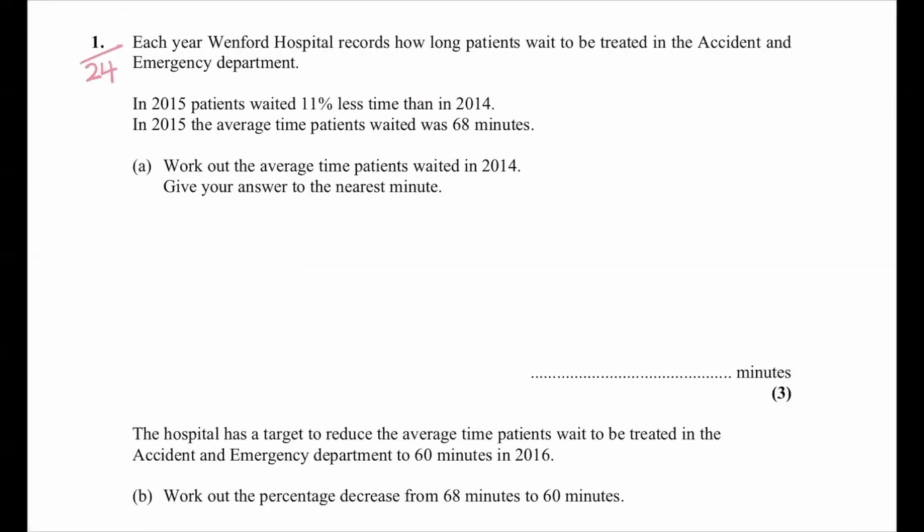Okay, so we've been given a lot of information. It is actually really wordy, isn't it? Which is quite off-putting. Just try and pick out the key information. So in 2015, patients waited 11% less than in 2014. I've got a percentage and they're talking about something reducing. So I've got a decrease. So I know this is my original times multiplier equals result.